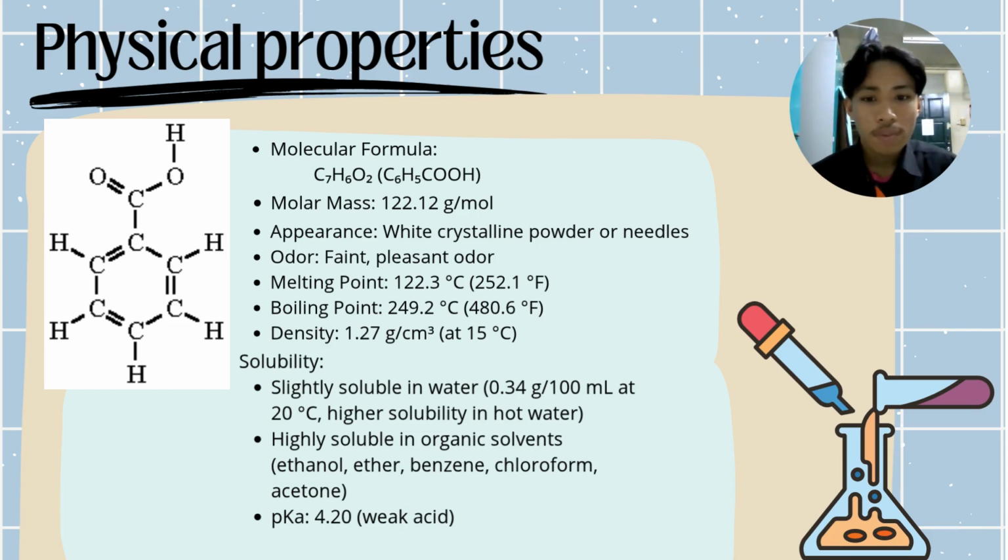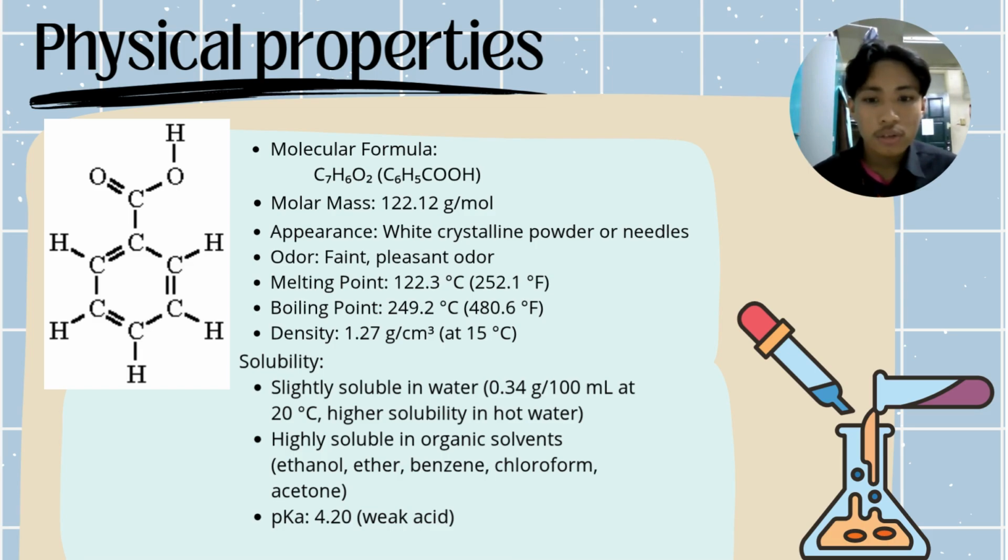The appearance of benzoic acid is white crystalline powder or needle-like. The odor of benzoic acid is a faint and pleasant odor. For melting point, it is 122.3 Celsius or 252.1 Fahrenheit. For boiling point, it is 249.2 Celsius or 480.6 Fahrenheit. The density of benzoic acid is 1.27 grams per cm cubed.